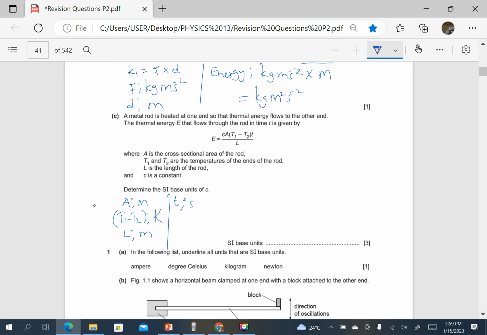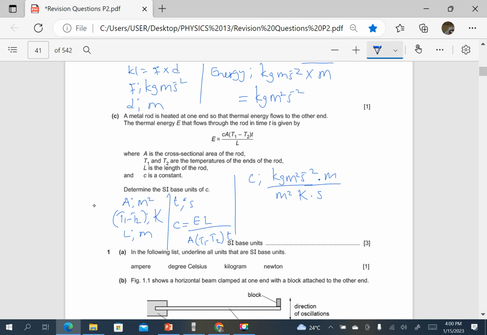So I want the SI units of C. Let's make C the subject. So making C the subject, C is going to be equal to E times L divided by A into T1 minus T2 times T. We're now getting the units. So the units of C will be E, which is kilogram meter squared per second squared, times L, which is meters, divided by A, which is, A was area, meters squared, then times K, then times seconds.